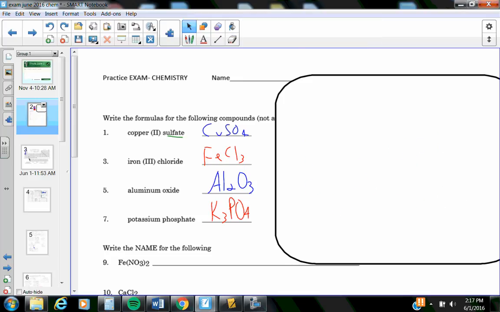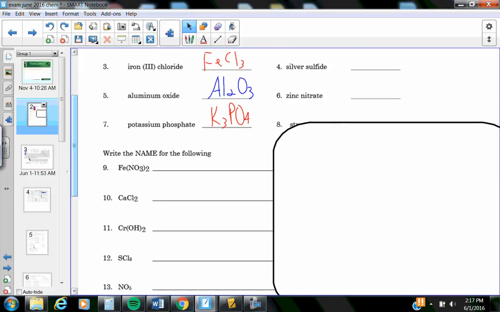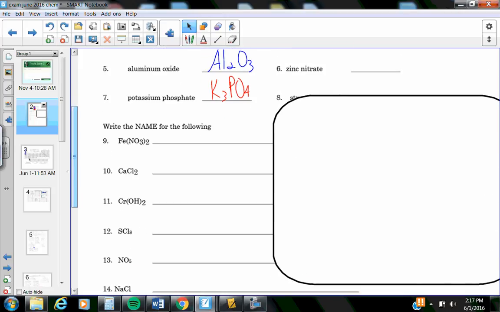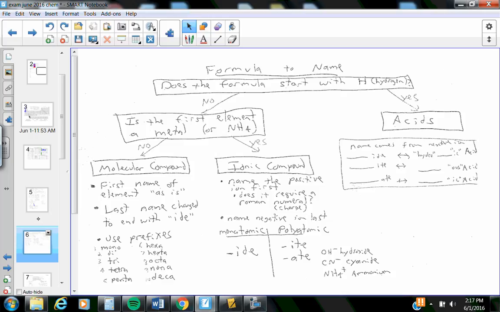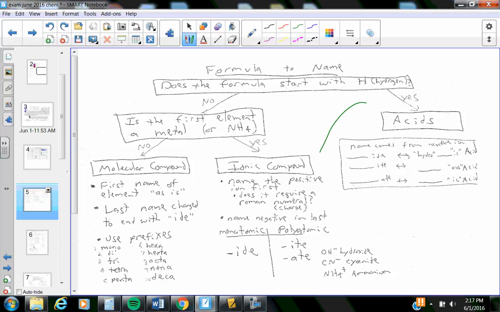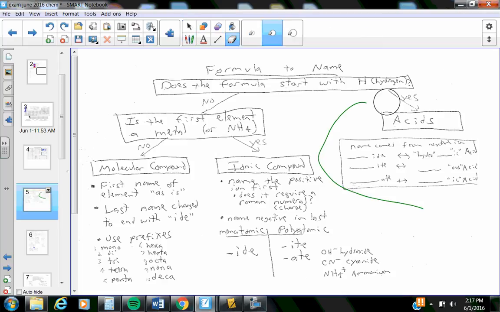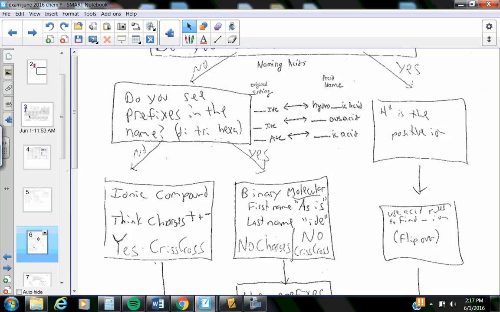The next ones, you have to put a name given a formula. I'm still going to use my periodic table, but this time I'm also going to use the formula to name piece of paper. None of these are going to start with H. None of these are acids on this side, so I'm going to ignore the side over here. None of them are acids. So does the formula start with H? The next thing we have to determine is whether the first element is a metal or NH4 or not, because that will tell if it's molecular or ionic.